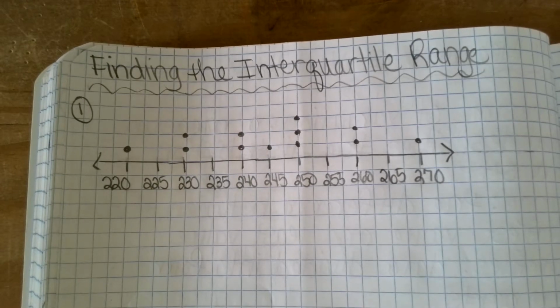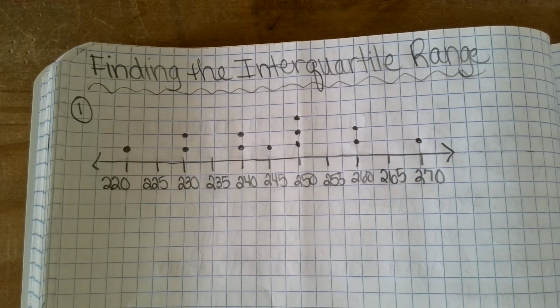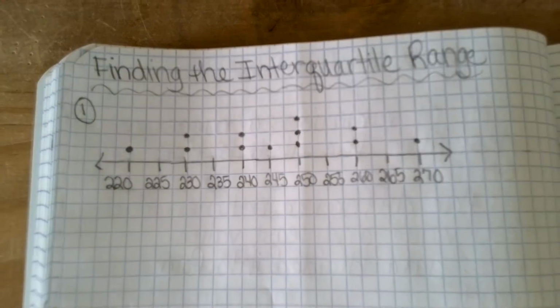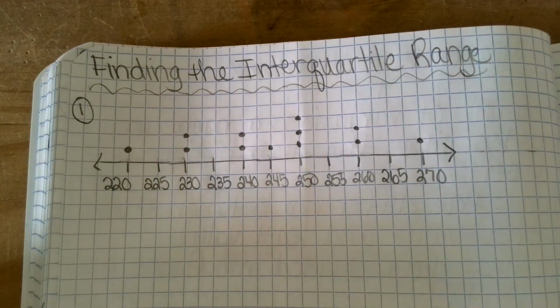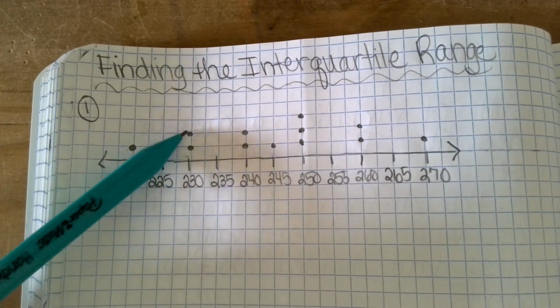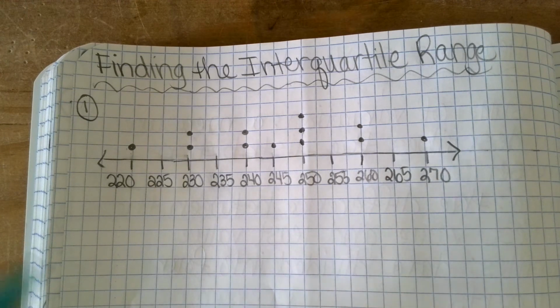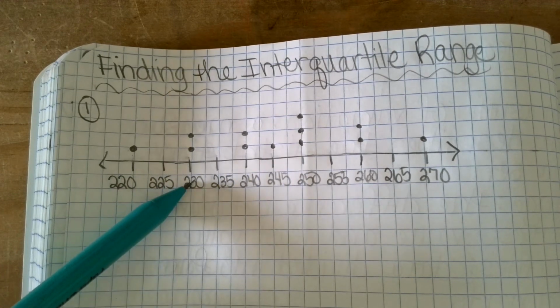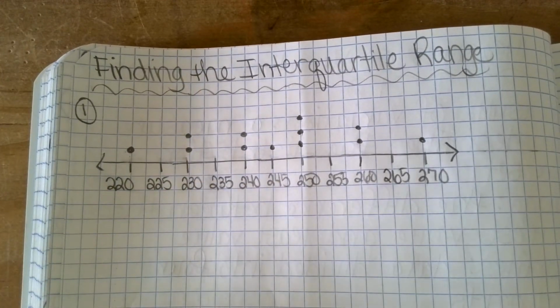All right, so now we're going to talk about how to find the interquartile range. In this first example, we have a dot plot that shows the top speeds of 12 sports cars. We're going to find and interpret the interquartile range of the data. Let's talk about this dot plot for just a second. Remember that each dot represents that number, how many times it's repeated. So when you're writing down your data, you're going to write 220, 230, 230, and so on.